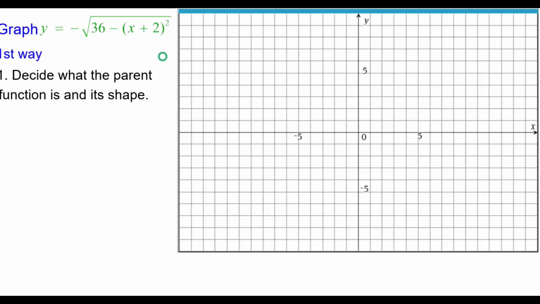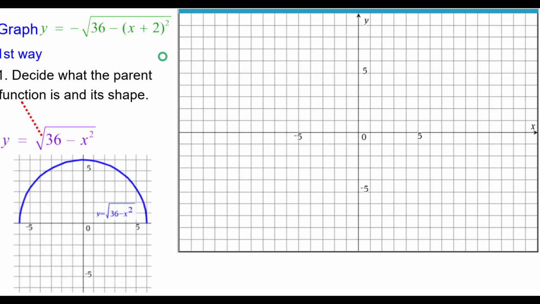First, we need to decide what the parent function is and its shape. This parent function is the square root of the quantity 36 minus x squared equals y, and it is a semicircle with a radius of 6.